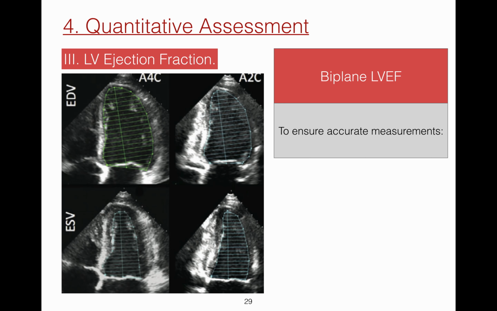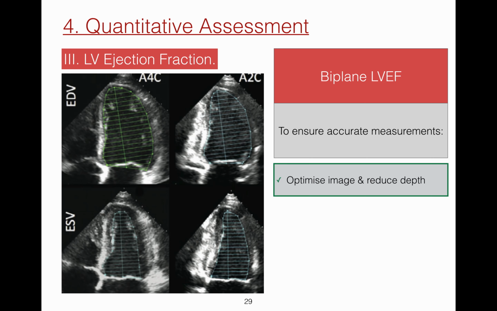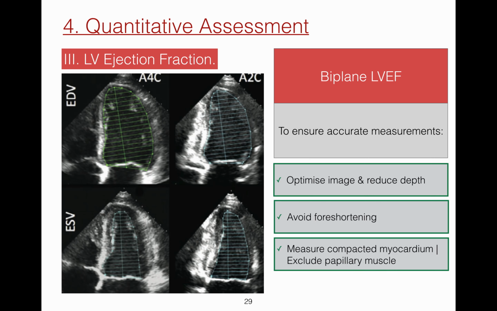To ensure the most accurate ejection fraction measurement by 2D, aim to optimize your 2D image, paying particular attention to endocardial definition and frame rate. Reduce the depth displayed to ensure a more accurate tracing. Avoid image foreshortening. Ideally aim for a window from a lower rather than a higher rib space. Measure the compacted myocardium starting at the septal mitral annulus and working your way round to the lateral mitral annulus, and exclude the papillary muscles.